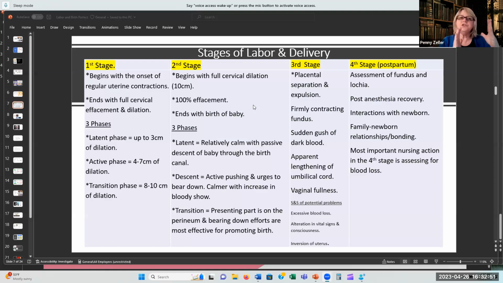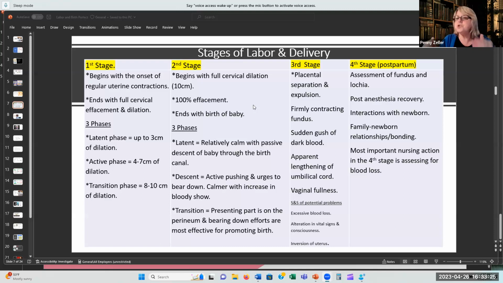During that first stage, there are 3 phases. While she's in labor, at the very beginning, she might still be at home. It's considered a latent phase, and she's dilating, but she's having contractions 20 minutes apart. It's not an active labor, although it's labor. She begins to be more active when she reaches about 4 centimeters dilated. So there's an active phase.